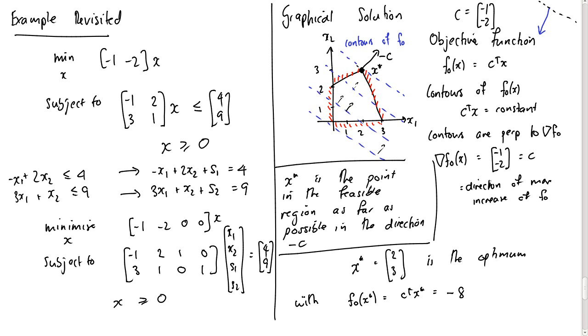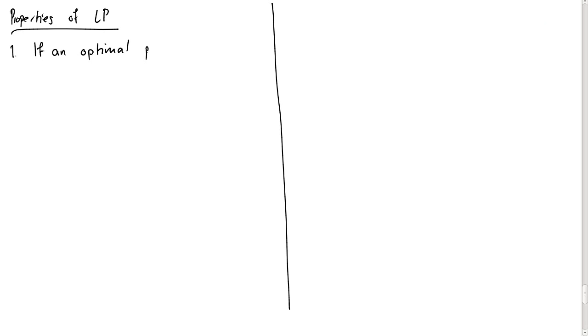Now, one thing that you can see by looking at that picture is that no matter what C is, no matter which way it goes, the optimum value is never going to be somewhere in the middle of the feasible region. It's always going to be somewhere on the outside. Okay, so we can make a few useful comments here. Properties of LP. So these are just sort of picked up from our pictorial understanding of this. So, number one, if an optimal point x star exists, then an optimal point can be found at a vertex.